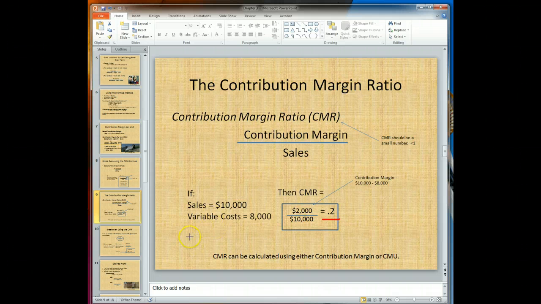So here, if you got sales of 10,000, variable cost of 8,000, your contribution margin we know is 2,000 because we subtract these two. That goes in your numerator. The 10,000, which is the sales, go back there, and boom. 0.2 is your CMR, which we will call contribution margin ratio. Let's go to the next one.